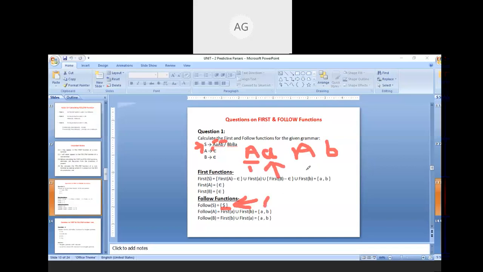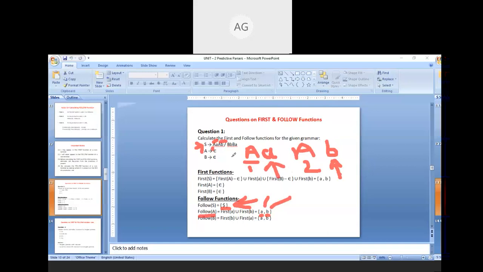And what follows the second A? Small b follows the second A. So you write b here. So basically the follow of A contains two elements. One is a and the other is b. Right? So that's how you calculate follow.